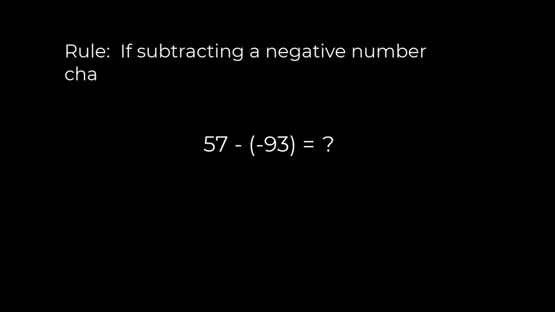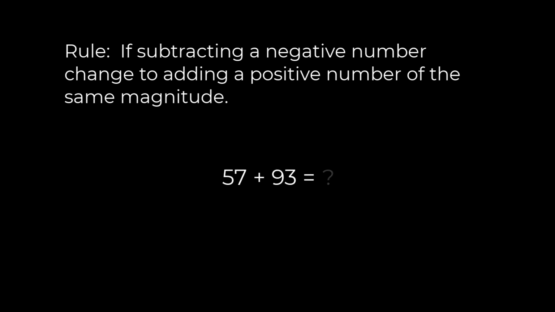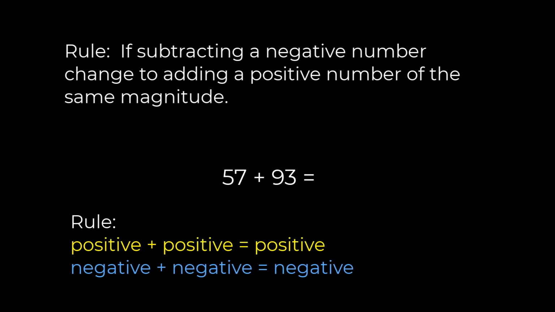Let's take 57 minus negative 93. Since we are subtracting a negative number, it is the same as adding a positive number. We change the problem to 57 plus 93. Since both numbers are now positive, we simply add the magnitudes and get 150.